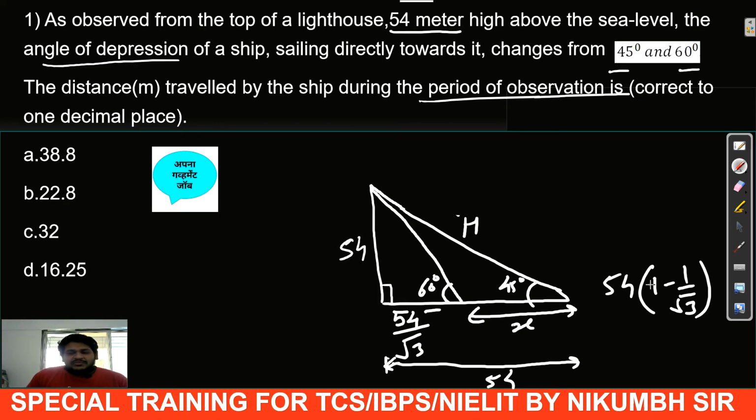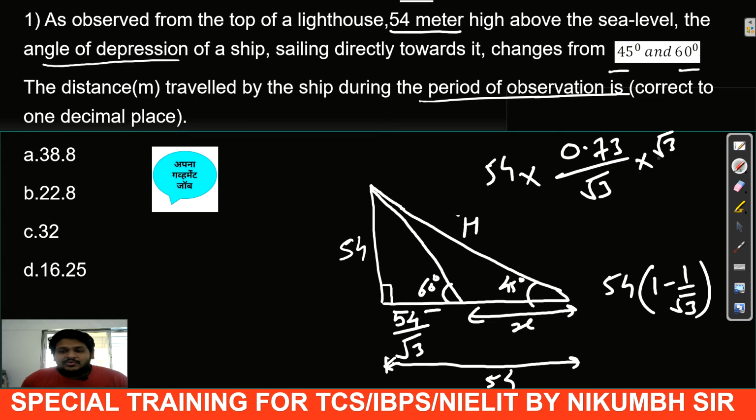Okay, so root 3 minus 1, that is 1.73 minus 1, 0.73, upon root 3 into 54. Now see, this has root 3 in the denominator, so I will just multiply this by root 3 and root 3. Okay, so this root 3 becomes 3, and with the help of 3 we can divide this 54, that is 18 threes are 54, so this will be your 18, right? Then you have now 0.73 and 1.73.